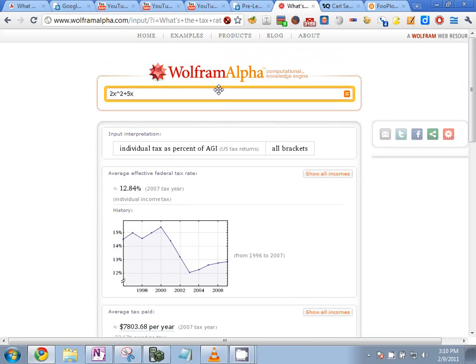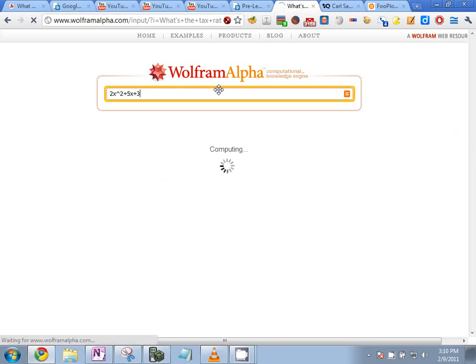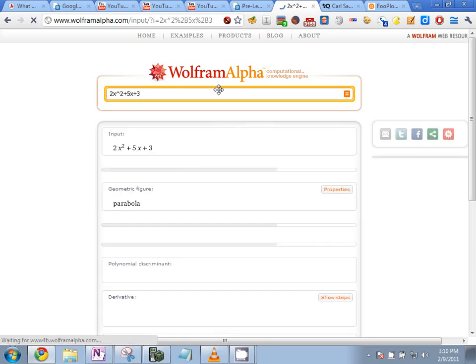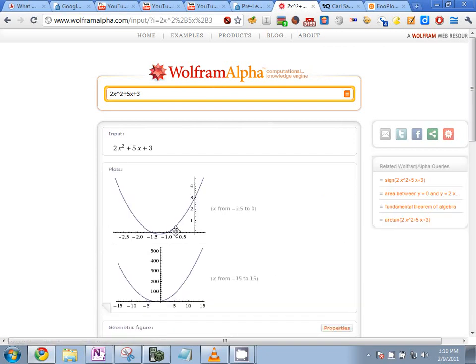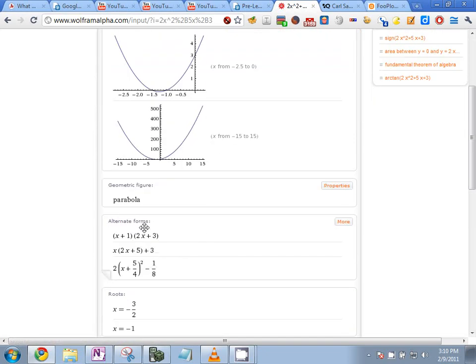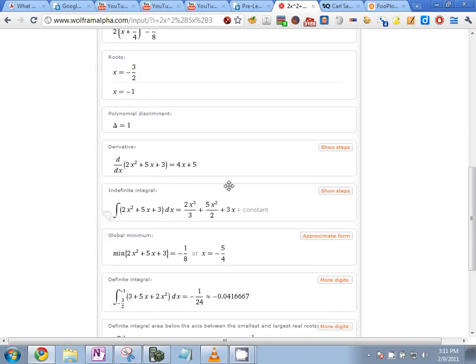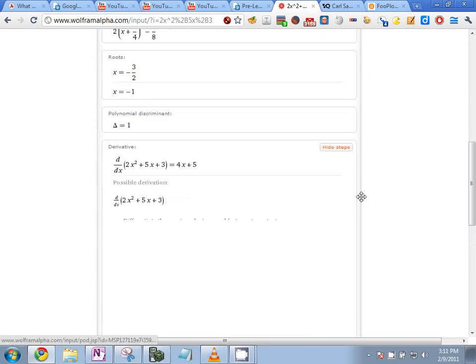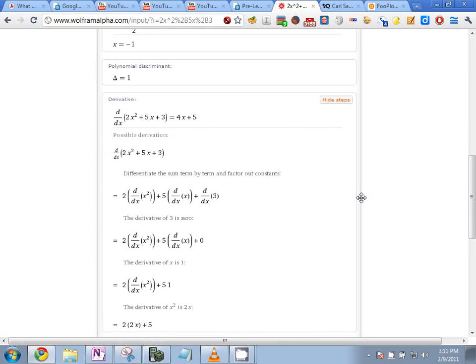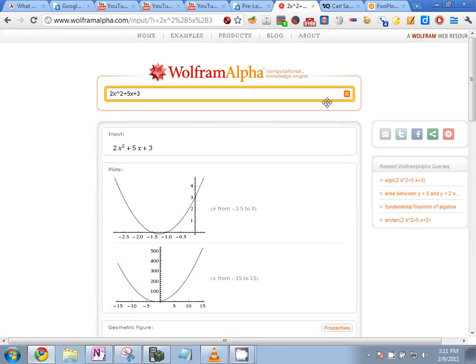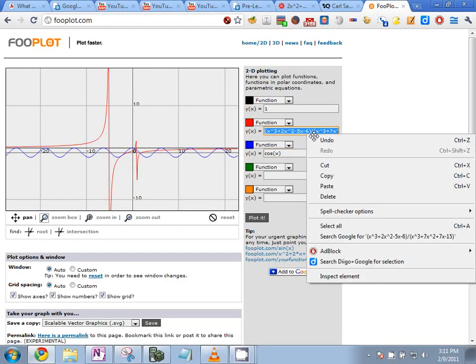That says 2x squared plus 5x plus 3. Input. It tells you it's a parabola. It gives you a larger graph, a smaller graph, the alternate forms, and the roots. And later, when you take calculus, it tells you all this stuff. In addition, it does this: show steps. Oh, look, it shows you the steps. Okay, it's even more fun. What am I copying into it? Don't go anywhere.